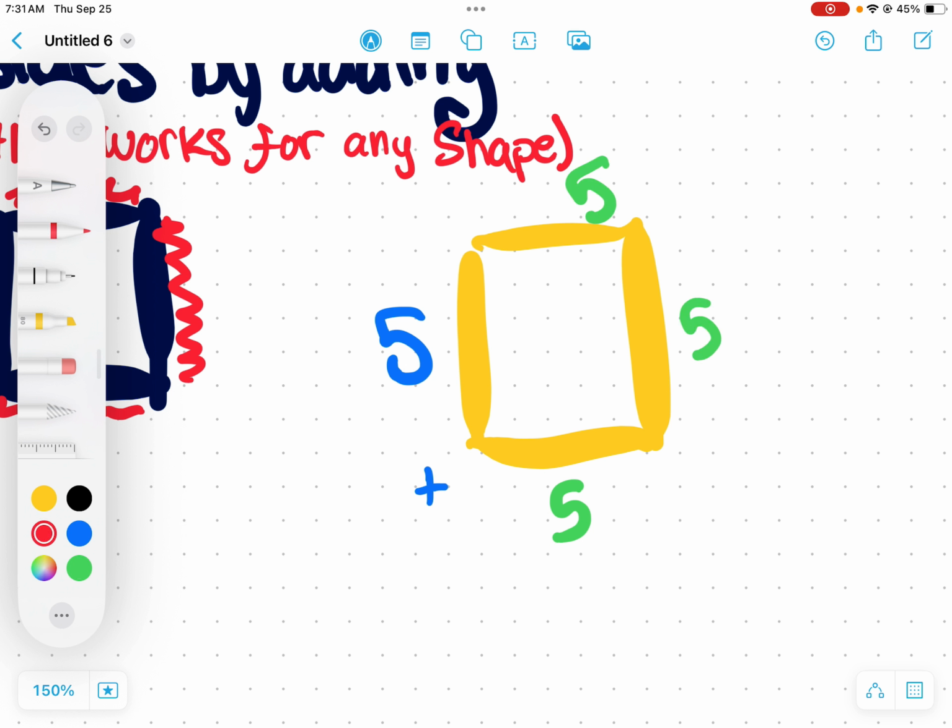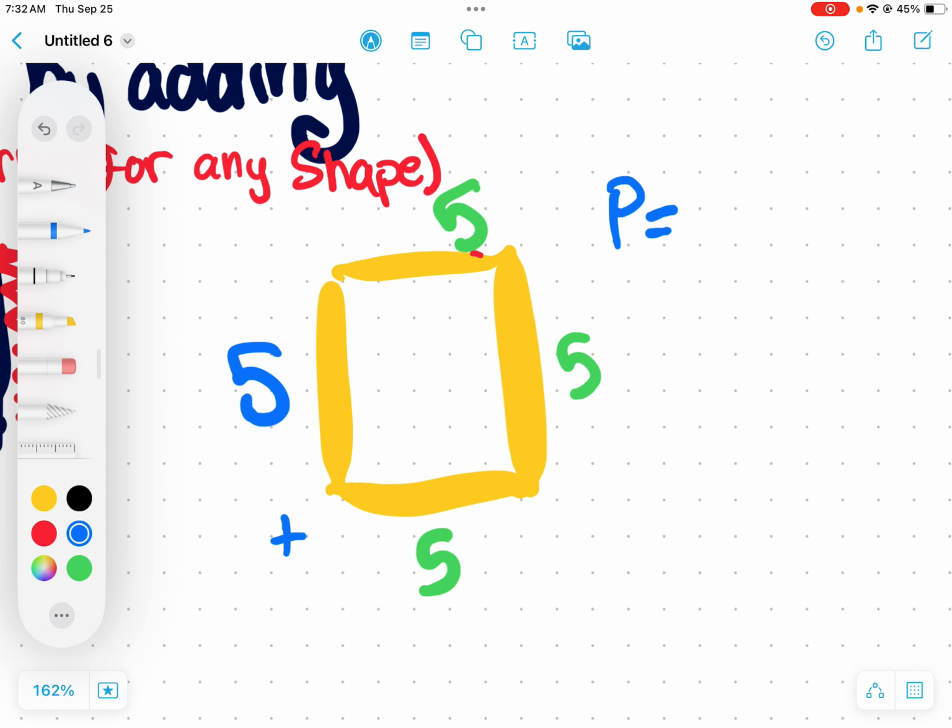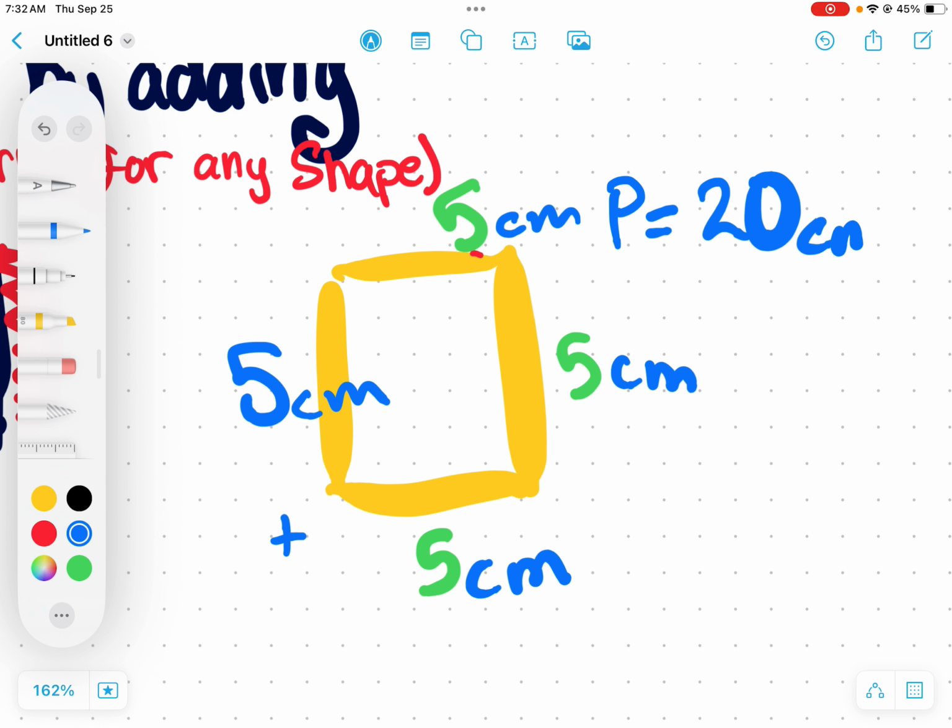Now these other 5s were not there originally, but I know that all of the sides are 5 because I know that in a square, all of the sides are equal, okay? And a perimeter is adding all of the sides together. So we do P equals 5 plus 5 plus 5 plus 5, which gives us 20, okay? And if there's units, like centimeters, then go ahead and give it those units as well. So it'd be 20 centimeters, okay?